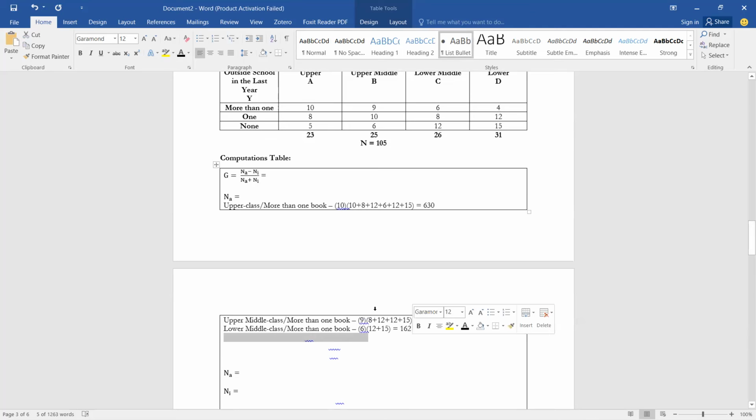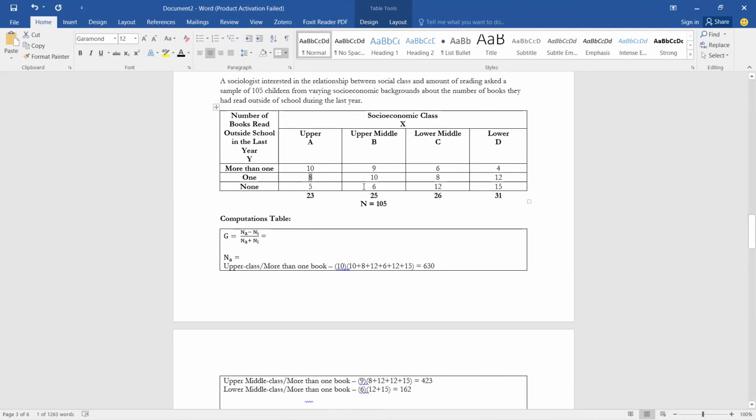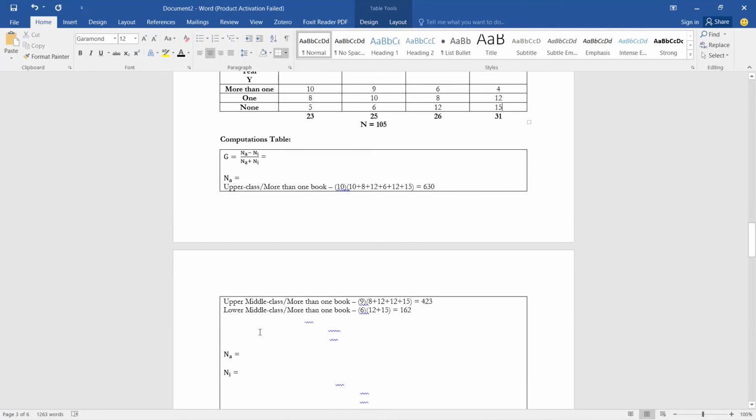So we proceed with, we go back here, sa upper class that have read one book. So that's 8. Cases that are below and to the right of it are 6, 12, and 15. So we need to get the sum of that and multiply it to 8. So yeah, 264. Then tuloy-tuloy lang natin.